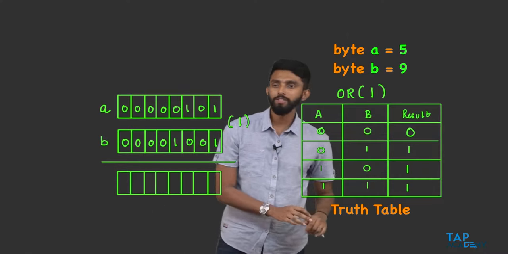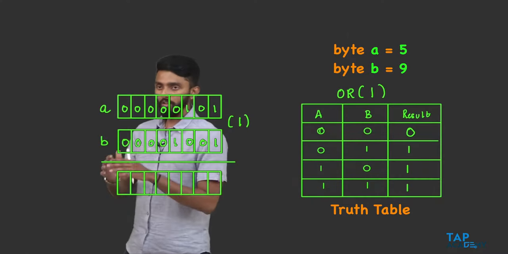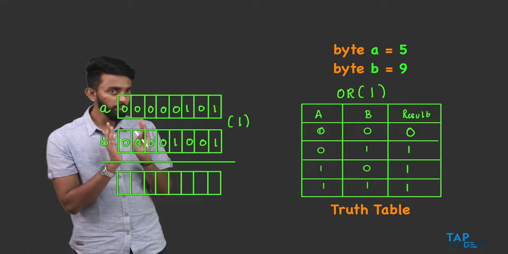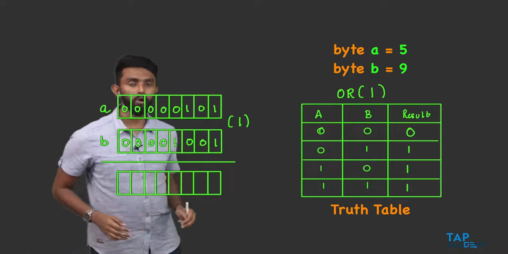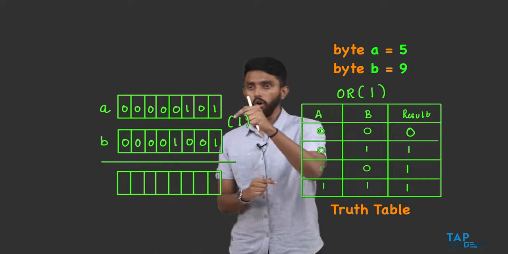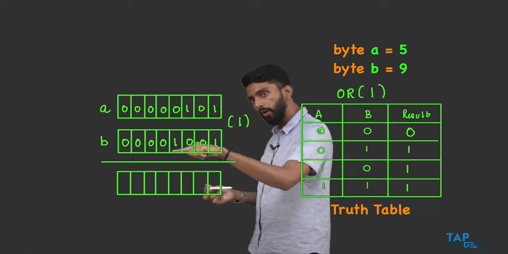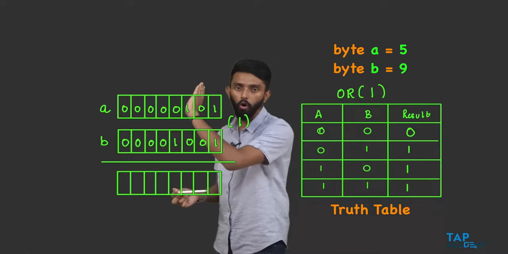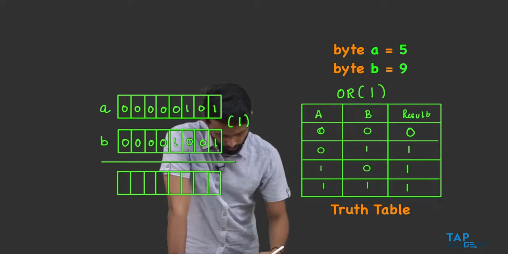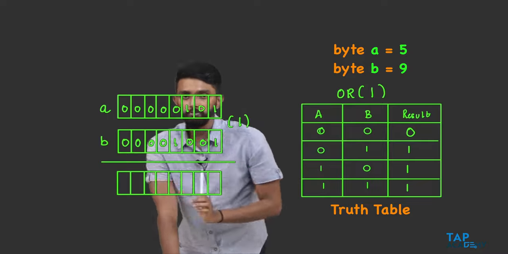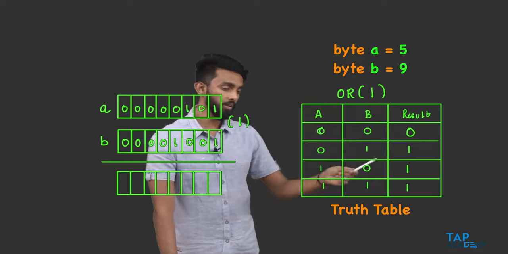As you can see, I have already converted A, which is 5, to its binary form. I have converted B, which is 9, to its binary form. We are going to apply the OR operator between these, and it's a bitwise operator. So for every corresponding bit, OR has to be applied. You must start from the rightmost bit and go to the leftmost bit. 1 or 1 is nothing but 1.